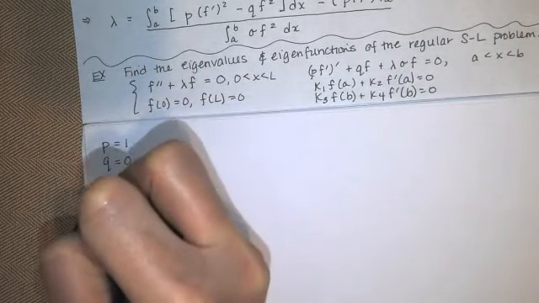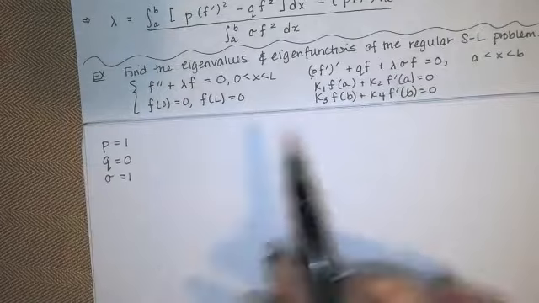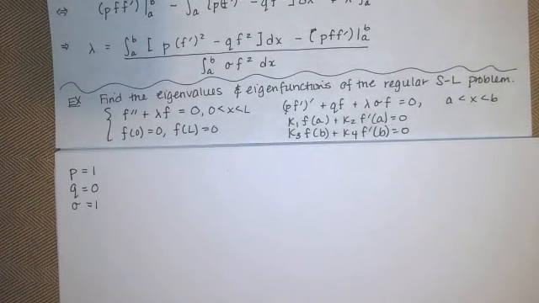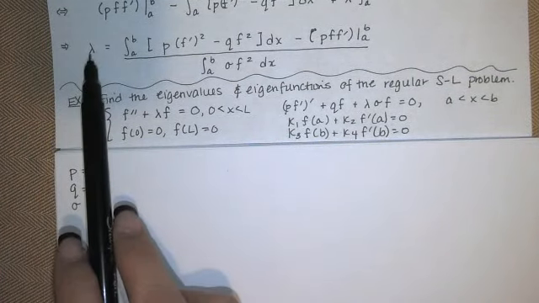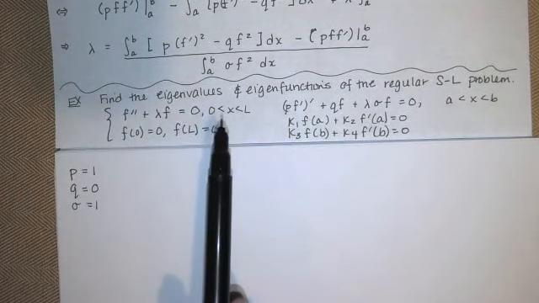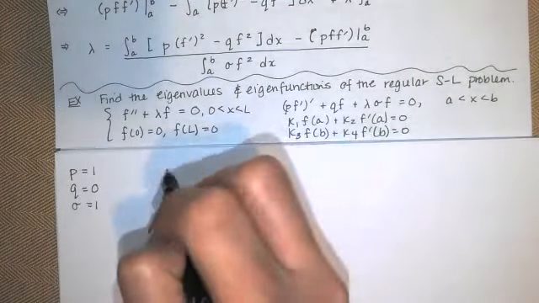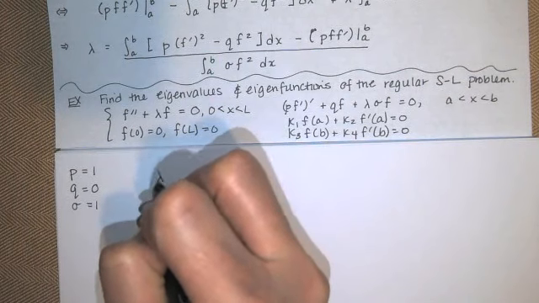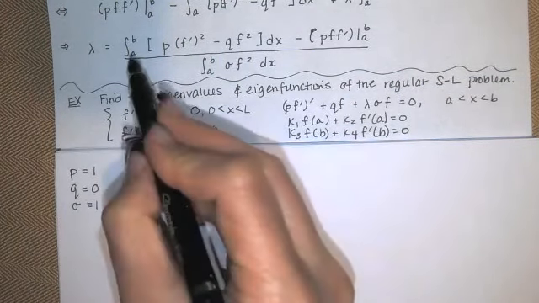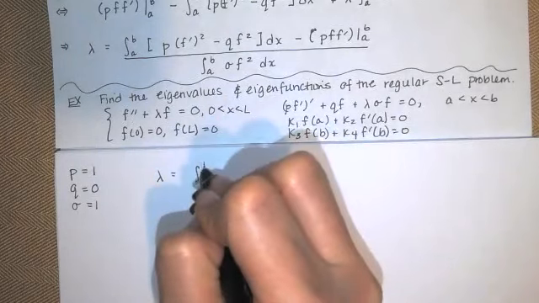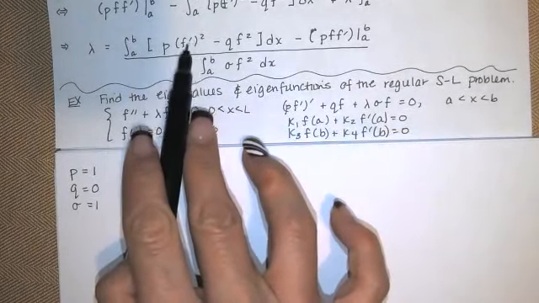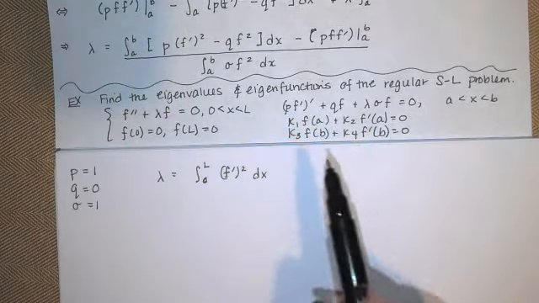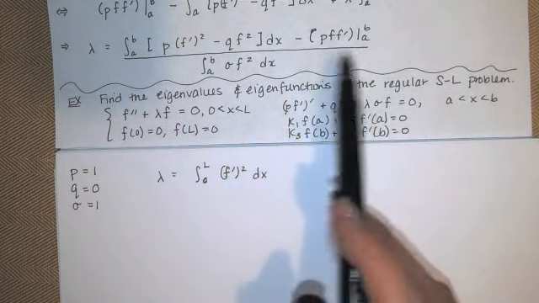Now, if we just focus on the values of p, q, and sigma, and then we substitute those into our Rayleigh quotient, we can infer some properties of the eigenvalues for this particular Sturm-Liouville problem. So if p is 1 and q is 0, lambda is going to be equal to the integral from a to b, so that's 0 to L in our case, of, if p is 1 and q is 0, just f prime squared times dx.